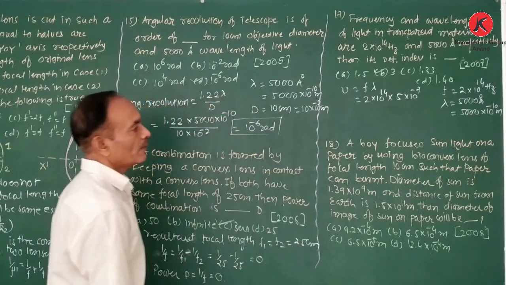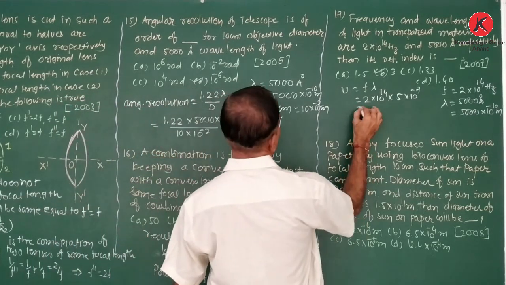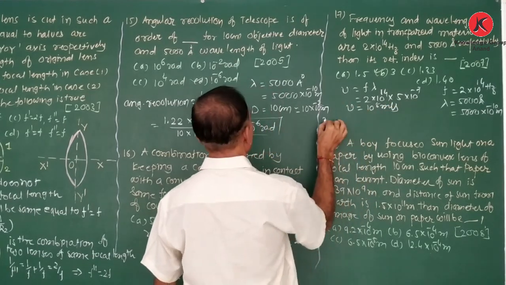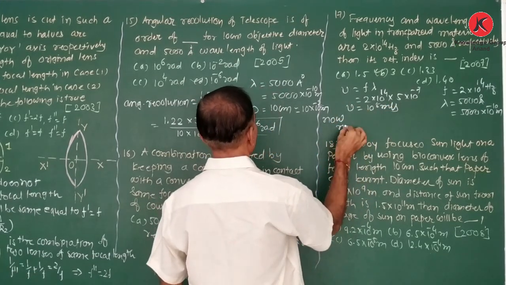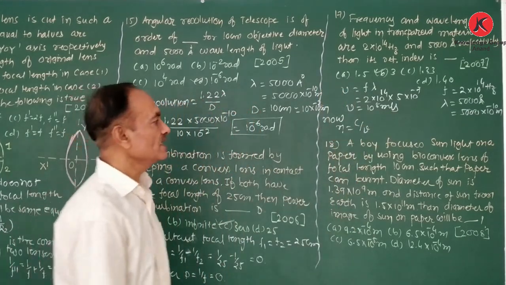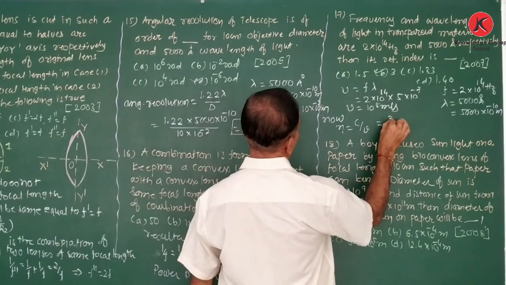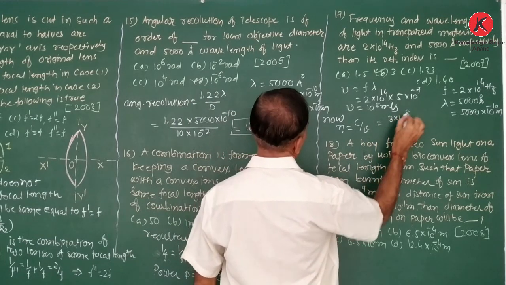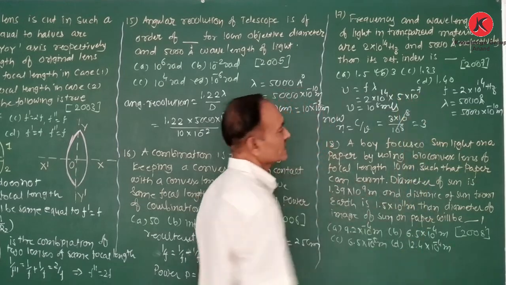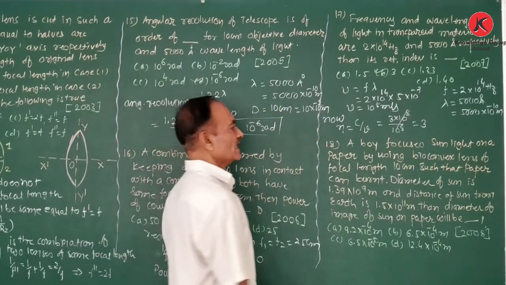Right? Therefore, we obtain V equal to 10^8 meter per second. Now, the refractive index of a material is C upon V. Therefore, n is equal to 3 × 10^8 upon 10^8. That is cancelled. Therefore, 3 is the refractive index of the given material.